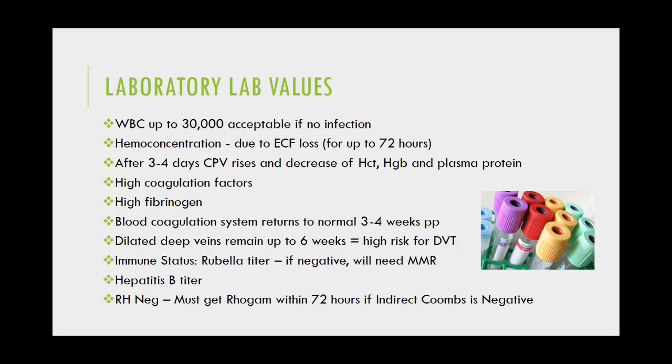And so if we have all of these high coagulation factors, high fibrinogen, we have hemoconcentration, and now we've got dilated deep veins, that means we're at a really high risk for those DVTs. And you think about that. If your deep veins are dilated, then they have a harder time getting all of that blood back up to the heart, as opposed to if they were constricted. So that blood begins to pool down there, and then mom may end up with a deep vein thrombosis.